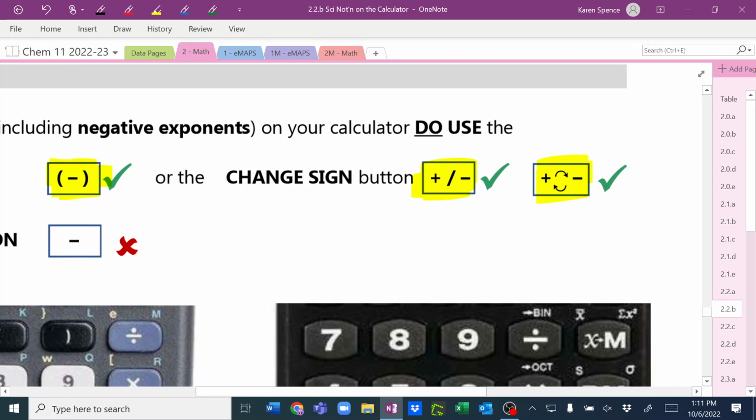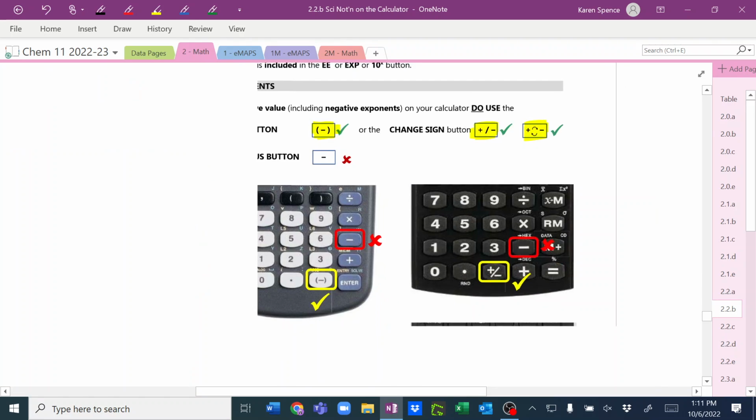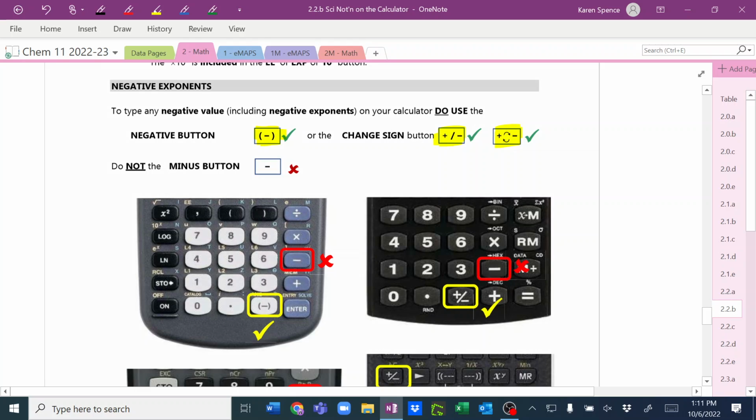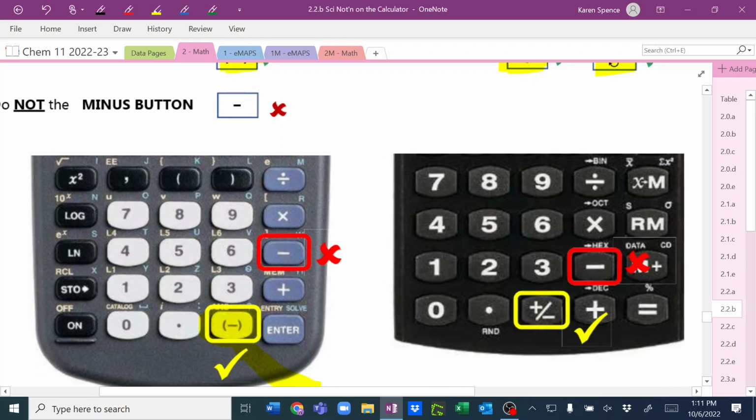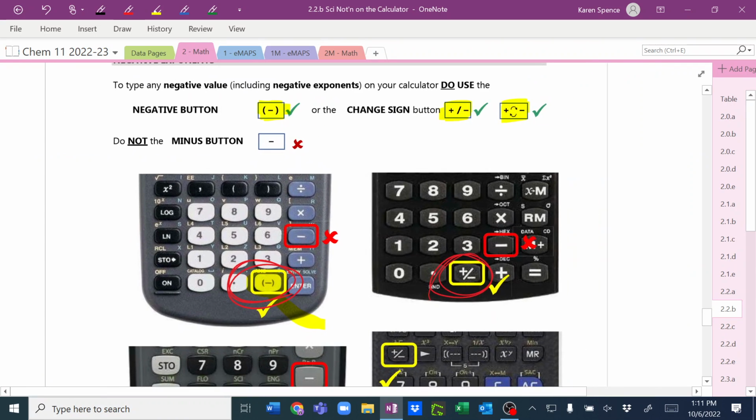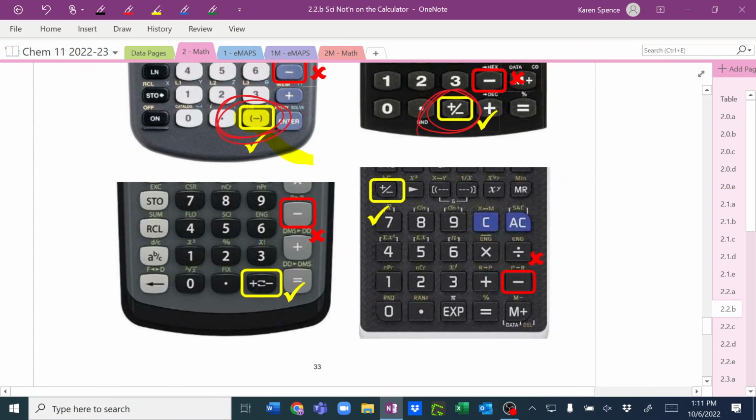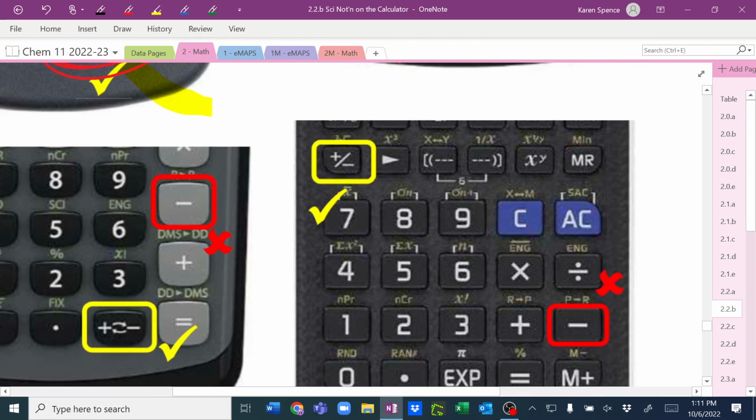The minus button, which is the one you've been using since elementary school, is a different button. Okay. So if you want to change the sign, if you want to make a power negative, for example, if you want to say 10 to the negative 30, you are going to use this button here, okay? This one here, not the minus button. The plus minus button, not just the regular minus button. That's if you want to make something negative. Okay, you can see there's all sorts of different plus minus buttons.